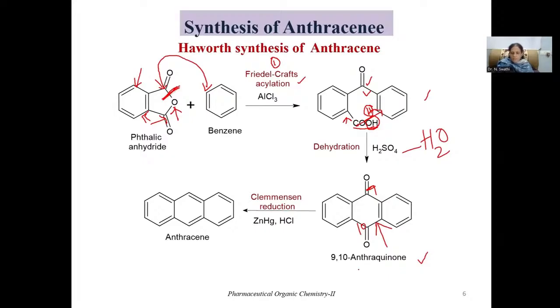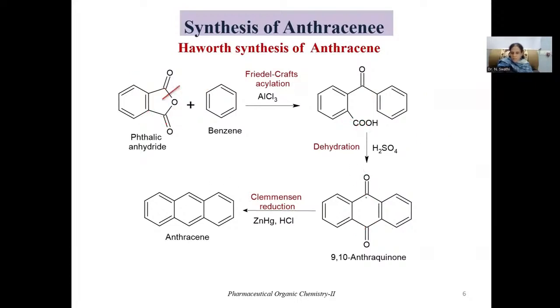Now the structural difference between this anthraquinone and anthracene is that here, at the 9,10 positions, carbonyl groups are present, while anthracene consists of only carbon and hydrogen with double bonds. So that means we have to convert this carbonyl group into the corresponding hydrocarbon. This conversion of carbonyl group to hydrocarbon can be achieved by performing Clemmensen reduction. That means the resulting 9,10 anthraquinone is treated with zinc amalgam in the presence of hydrochloric acid, so that the carbonyl group gets converted to hydrocarbon, and that is how finally we get anthracene. So in this Haworth synthesis of anthracene, the first step is Friedel-Crafts acylation reaction, the second step is dehydration, and the third step is Clemmensen reduction.